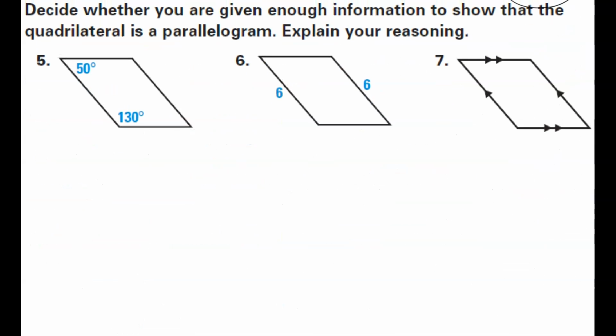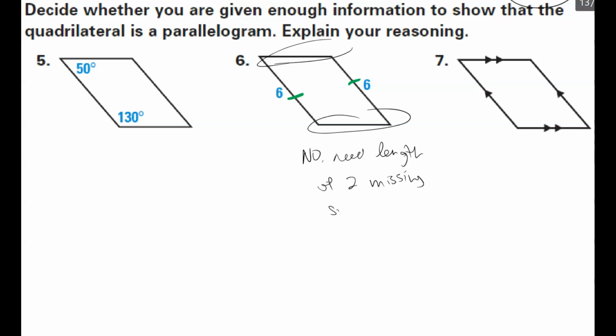Decide whether you're given enough information to show the quadrilateral is a parallelogram. Okay, so let's see. We have 1 set of sides that are parallel. Do we have enough information to show? I mean, it looks like it, but we don't. We need to know the 2 other sides that are not written. So we don't have enough info. Need length of 2 missing sides. Because if we knew if those sides were congruent, then we could say, yeah, it's a parallelogram.